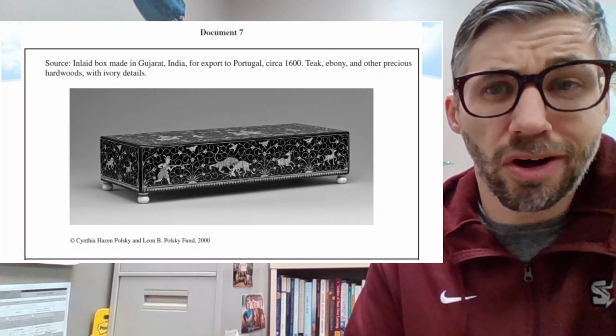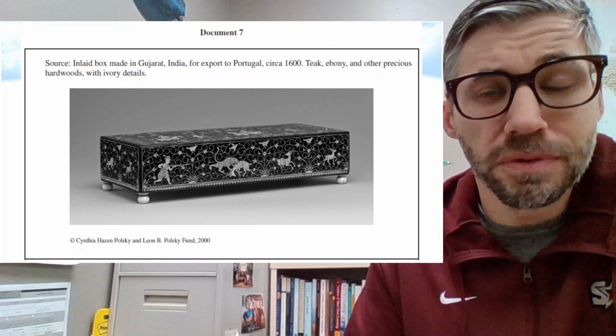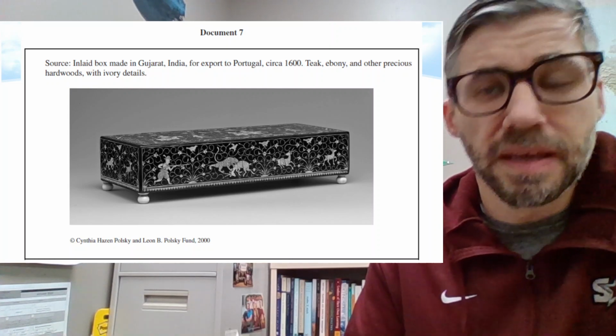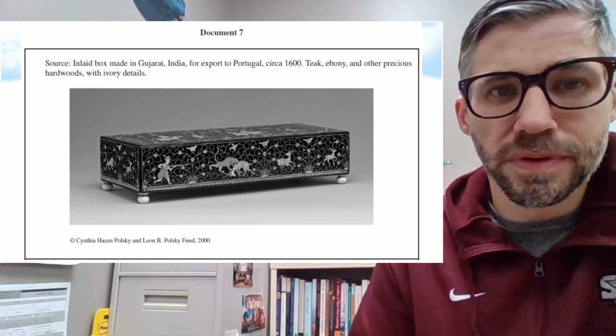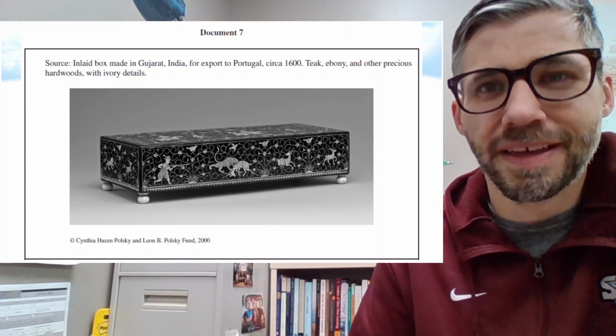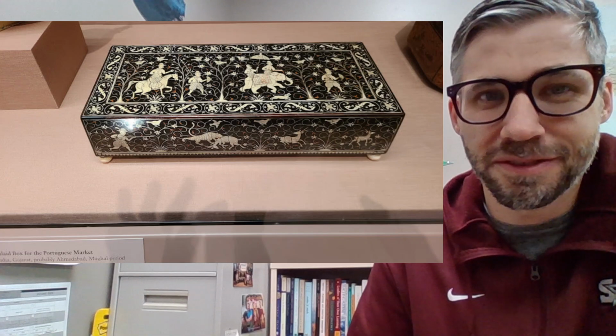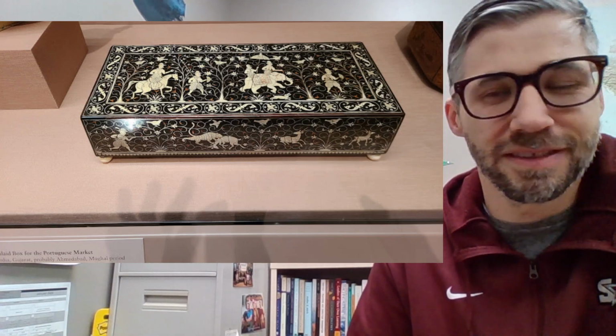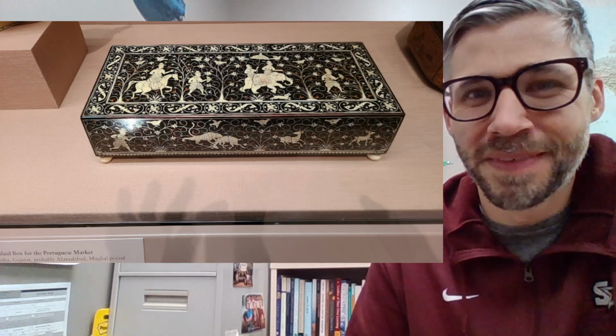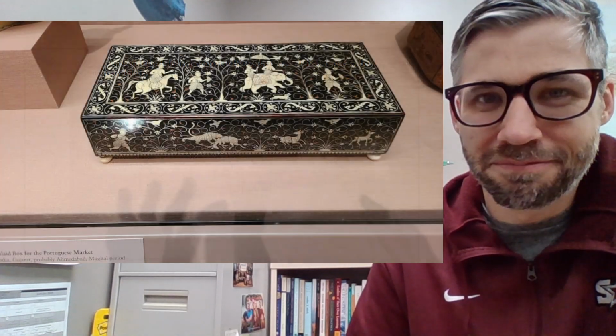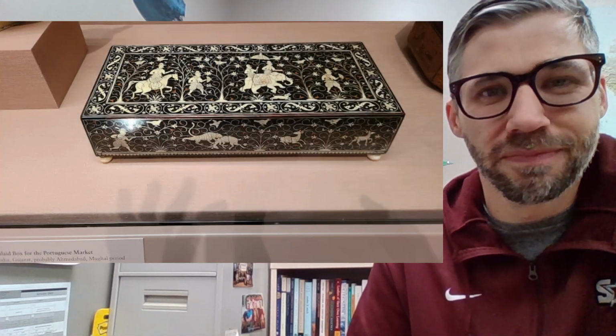So who would be the audience for this? Who is this for? By the way, another AP World History teacher who was at a museum once sent this picture and said, "I found the box. This is the box from that prompt." So here's another look at the box, the famous box for the Portuguese market. Here's the original document. Here it is from a friend's photograph.